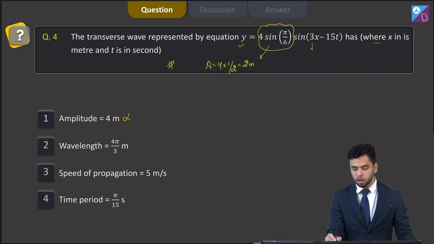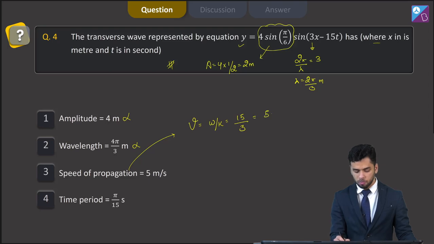Let us talk about option number 2. So we have the value of 2 pi by lambda to be equal to 3. That means lambda is equal to 2 pi by 3 meter. Again, it is given as 4 pi by 3 meter. Wrong. Speed of propagation can be found out: v is equal to omega over k. The value of omega is 15. The value of k is 3, so it comes out to be equal to 5 meter per second. That means this one is right.